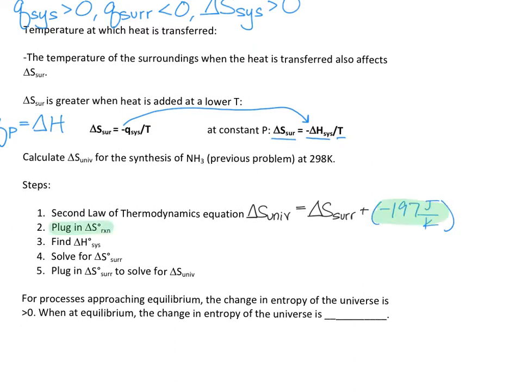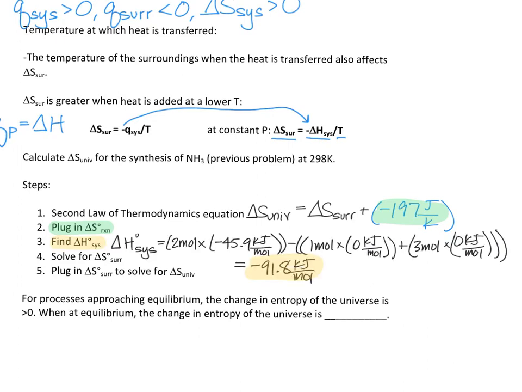All right, so now we plug in delta S of the reaction from the previous problem, which you should get is negative 197 joules per Kelvin for delta S of the reaction at standard state. So go ahead and pause here again. Let's see if we can solve for delta H of the system. You will need to use Appendix B in your book to do so.